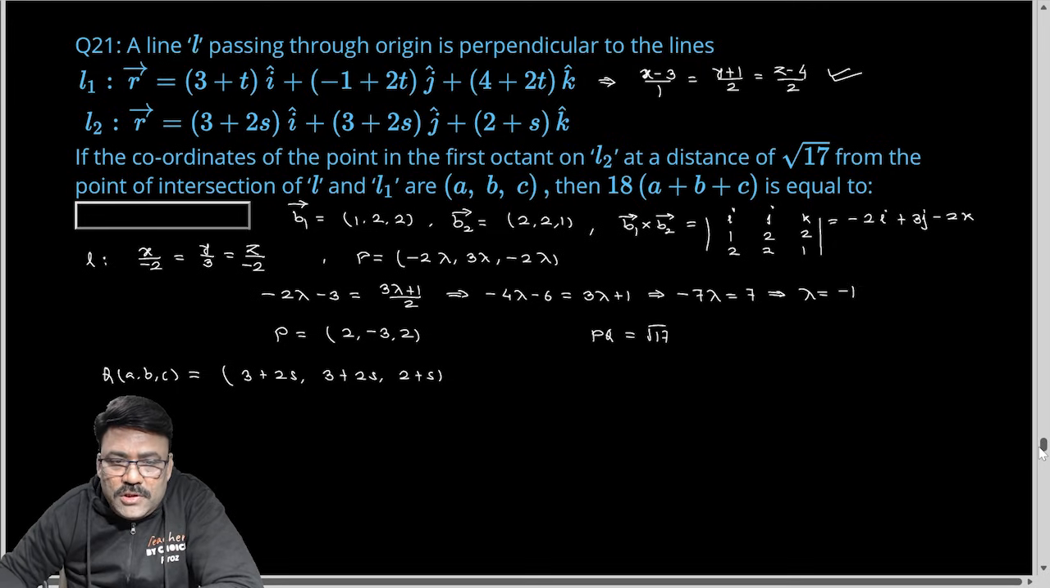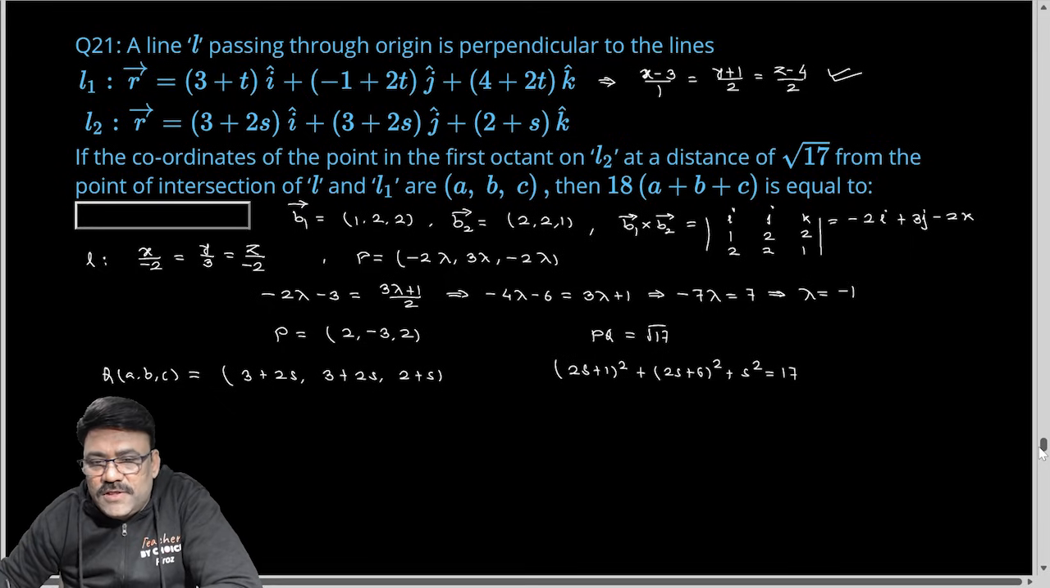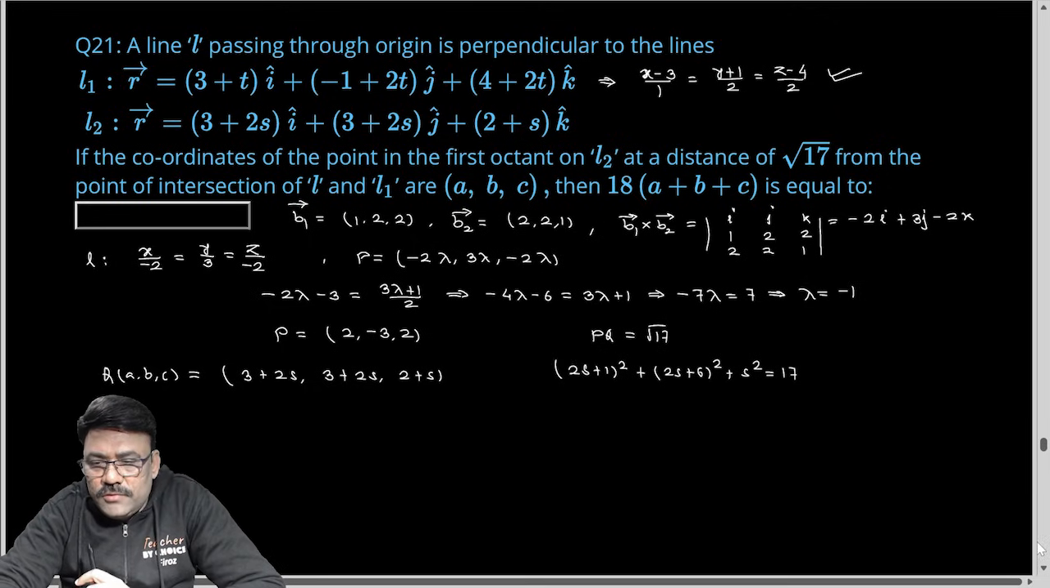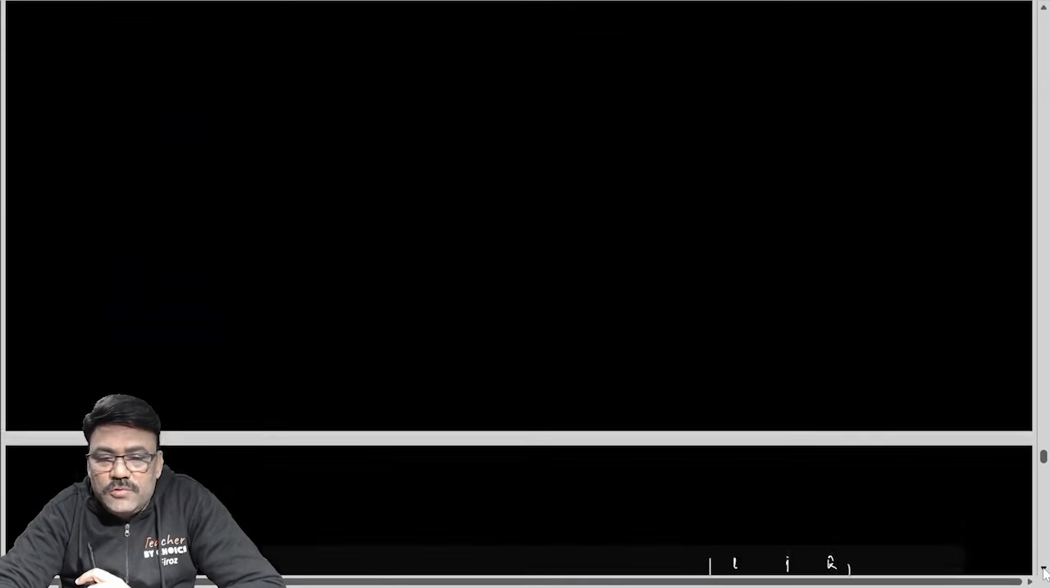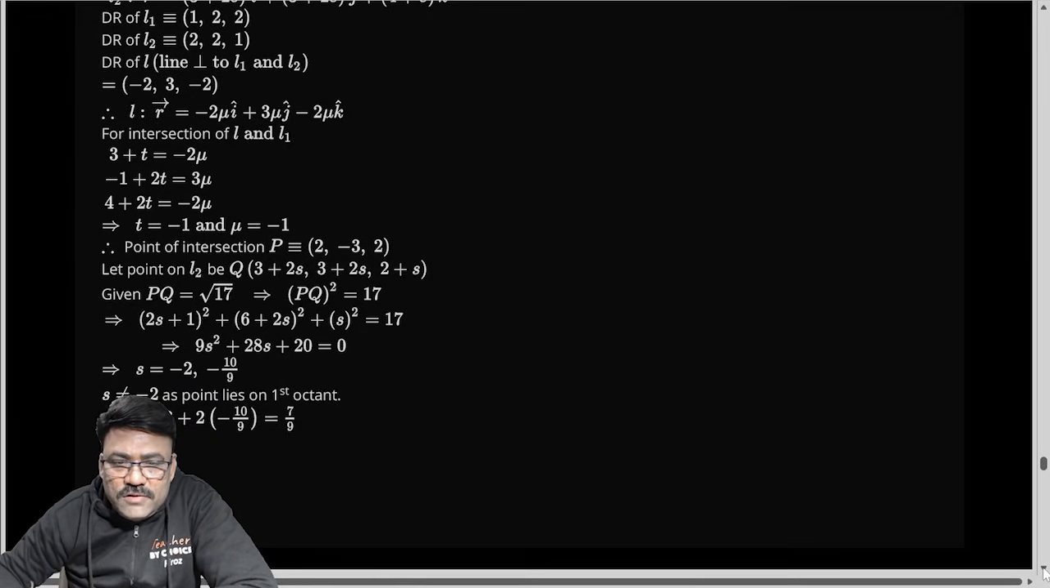So now use the distance formula. So 3 plus 2s minus 2 is actually 2s plus 1 whole square. 3 plus 2s plus 3 is 2s plus 6 whole square. And 2 plus s minus 2 is s square. This will be 17. So (2s plus 1) whole square, plus (2s plus 6) whole square, plus s square is 17. Now just solve this quadratic. You will get a quadratic in s here, and from here you will get two values of s: minus 2 and minus 10 by 9.